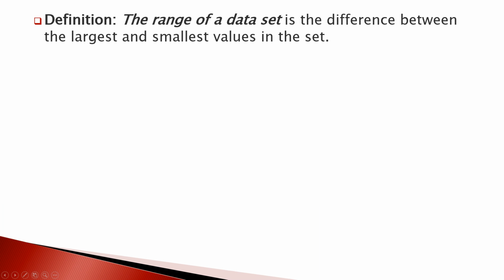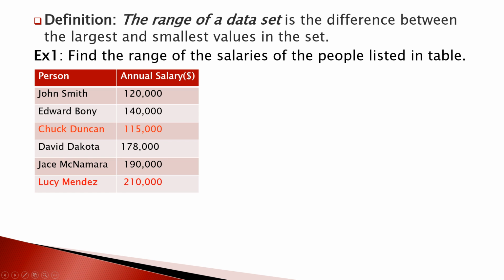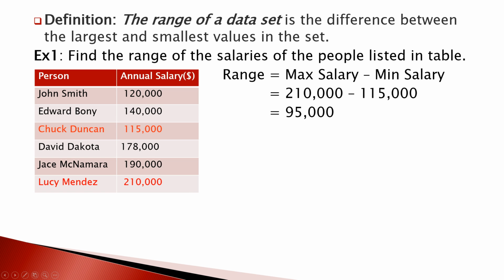Here's the definition. The range of a data set is the difference between the largest and the smallest values in our data set. Okay, so for example, there are some workers here, and their salaries are listed in the table. So what is the range in this case? Range is gonna be the maximum salary, which is 210,000, and the minimum salary, which is 115,000. Okay, so the difference is gonna be 95,000. So this is our range.